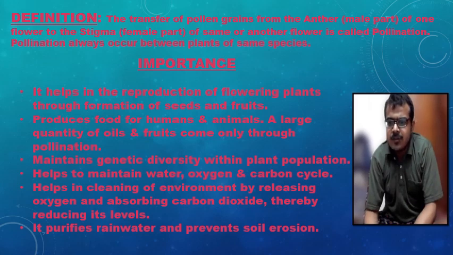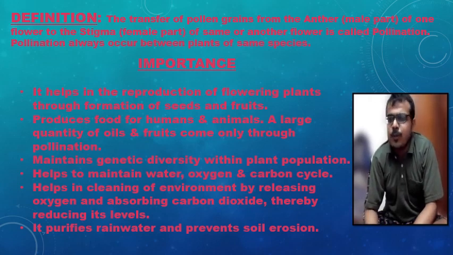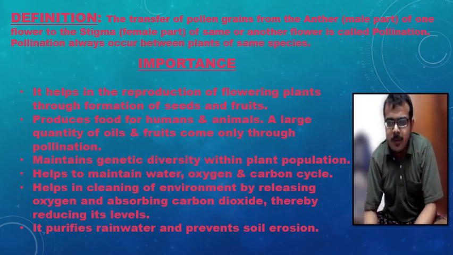Like consider an example, mango. If the pollen grains are transferred from the anther of mango to the stigma of another plant, like say papaya, then there will be no pollination. The pollen grains have to be transferred to the stigma of the flower of another mango plant.